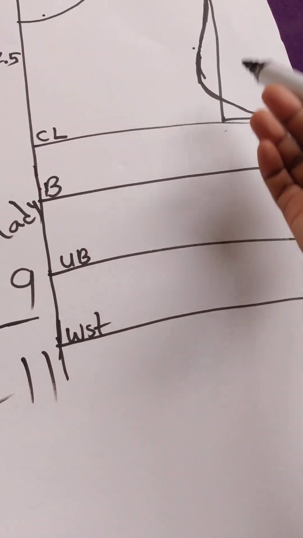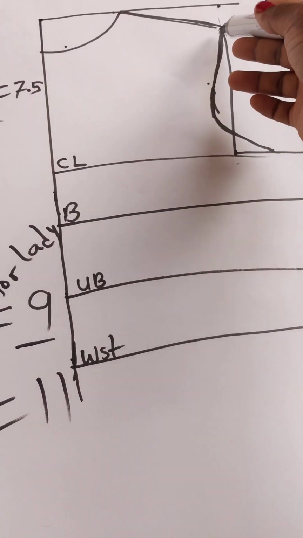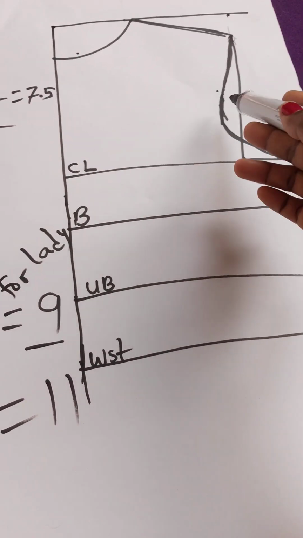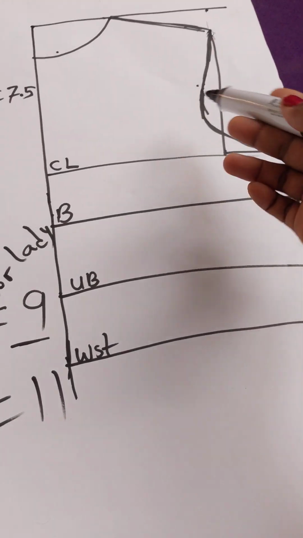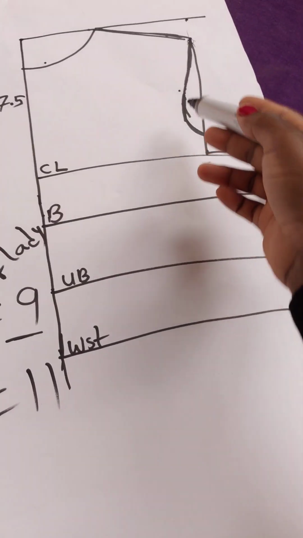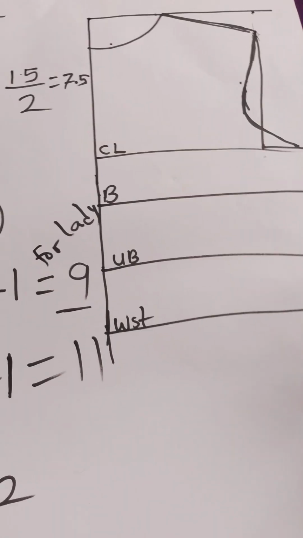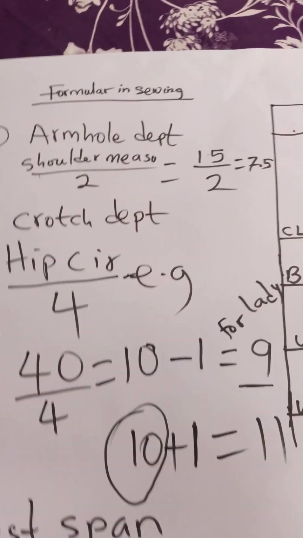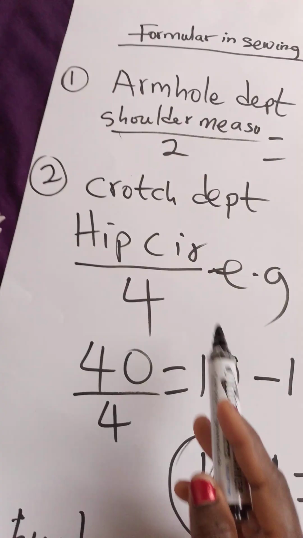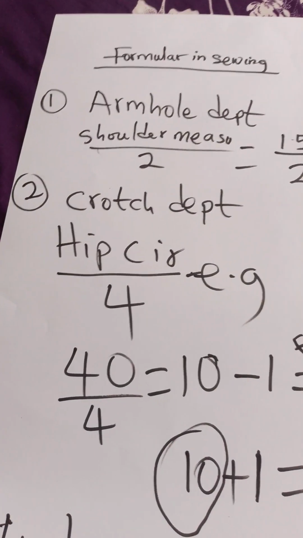You know what to do here. You get the midpoint here, right? From the midpoint, you step in by either 0.5, 0.7, or as far as 1 inch and connect your point, right? So that's all for the armhole depth. Coming to the next, which is our crotch depth.